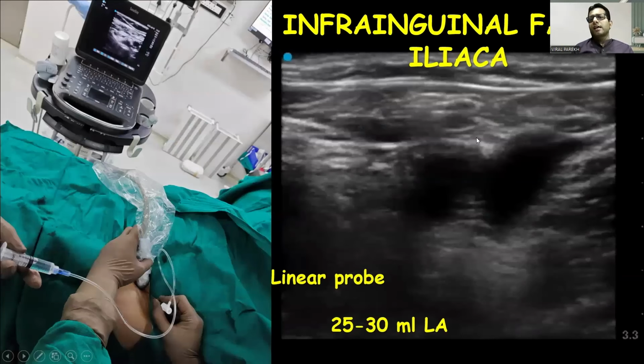So now let us start with the infrainguinal fascia iliaca approach. Usually a linear probe is sufficient, since again it's a fascial plane block. Around 25 to 30 ml of local anesthetic is needed. You can go up to 40 ml.